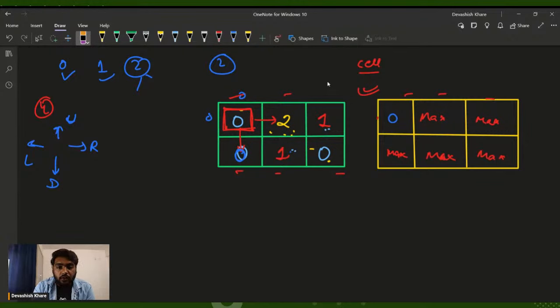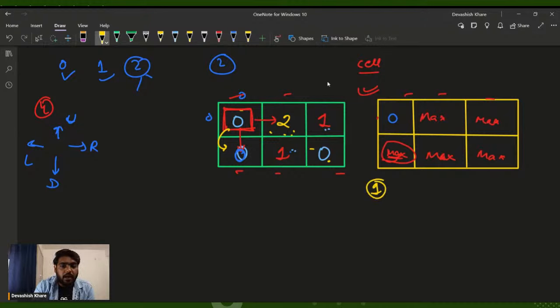And we need to check that whatsoever the value is already present in this corresponding cell of the matrix should be bigger than the existing value. So the existing step is one to reach. Let me change the color. Okay, we are talking about this step that we are taking. So we have taken one step.